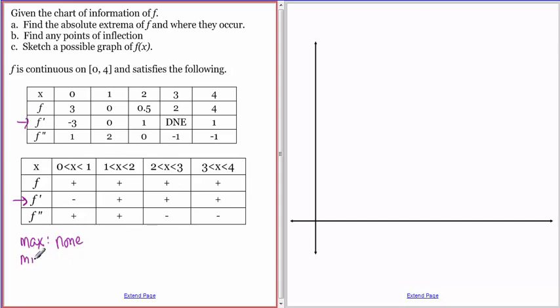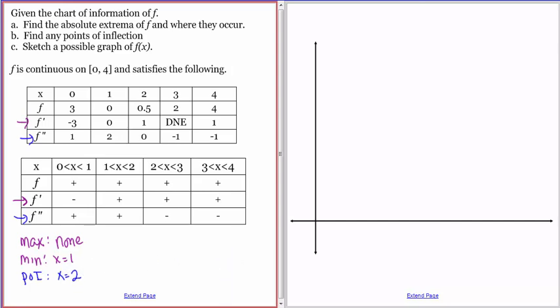Okay, a min, when our derivative changes from negative to positive. I change from negative to positive at x equals 1. Anywhere else? Nowhere else. My first derivative doesn't change signs. Point of inflection happens when your second derivative changes signs. So it looks like it changes signs at 2. So our point of inflection happens at 2.